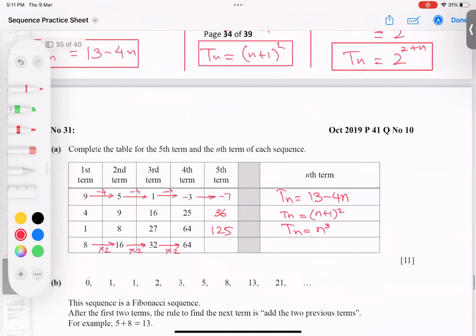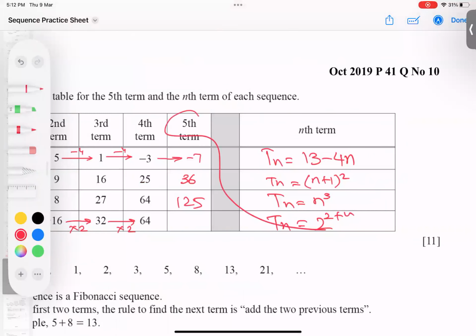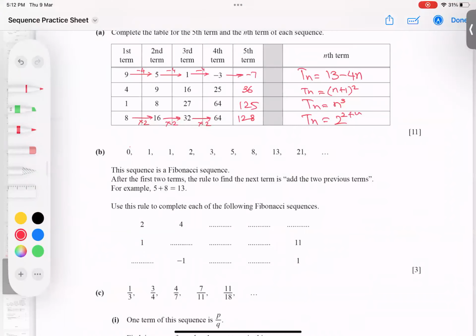This I suggest as a teacher, because it is 11 marks, most probably this marks or more. Okay. 2 to the power 2 plus n. Now how to get it? This fifth term, put 5 into 2. 2 4s are 8, 2 6s are 12. I believe up till here you're not getting any big issue.